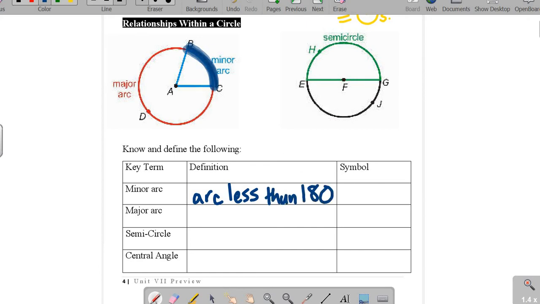So that is a piece of the circle. That's called an arc. And a minor arc is an arc less than 180 degrees. And the symbol for that would be BC with a little arc symbol above it.